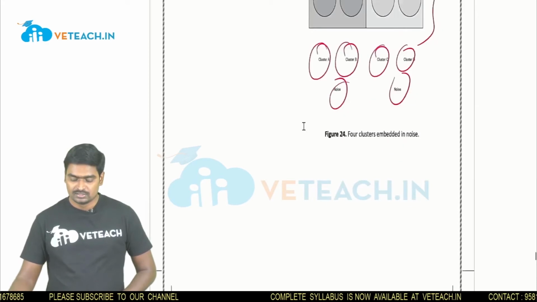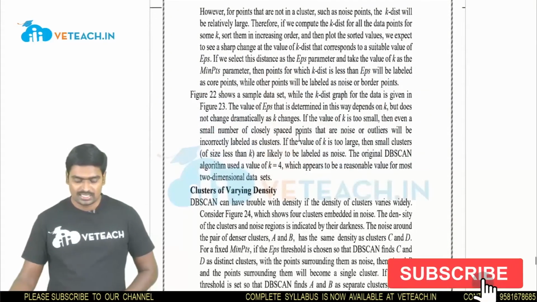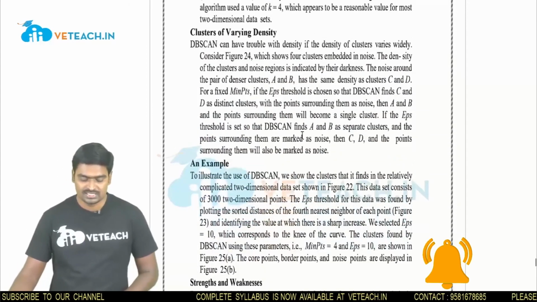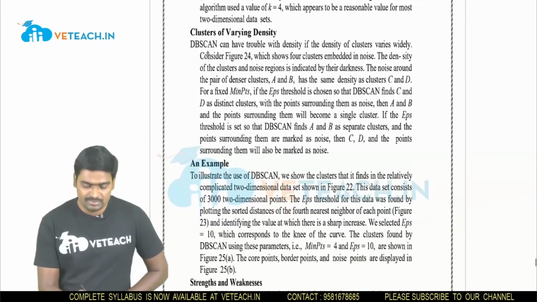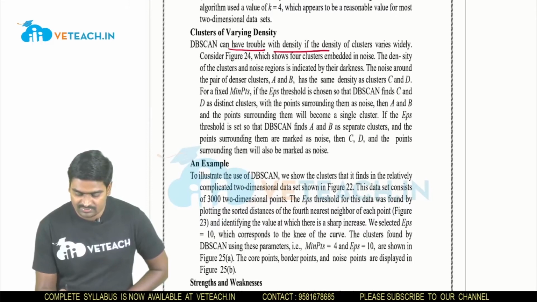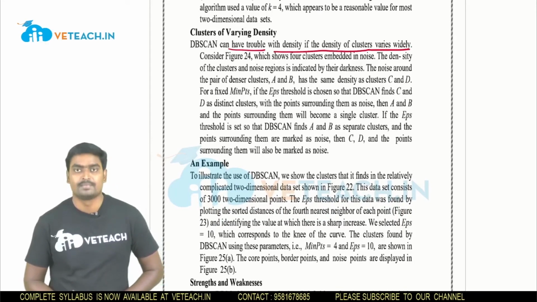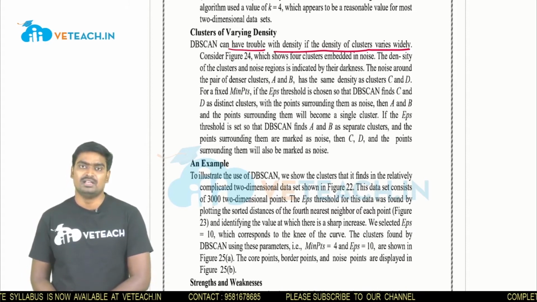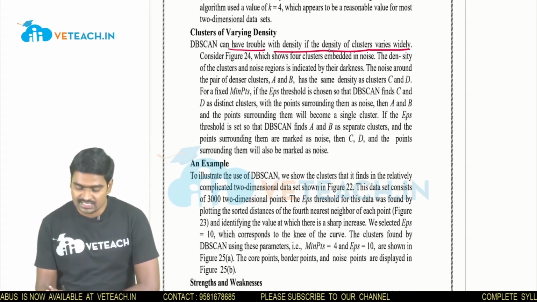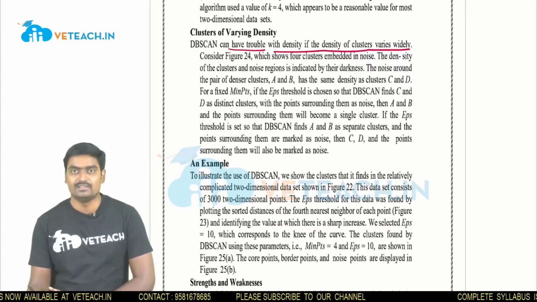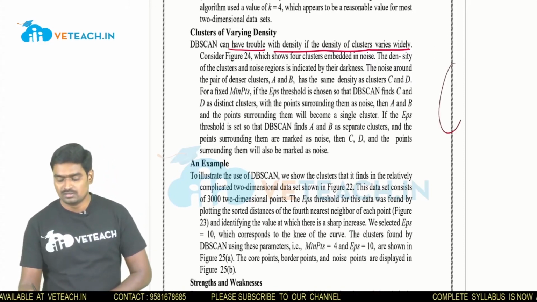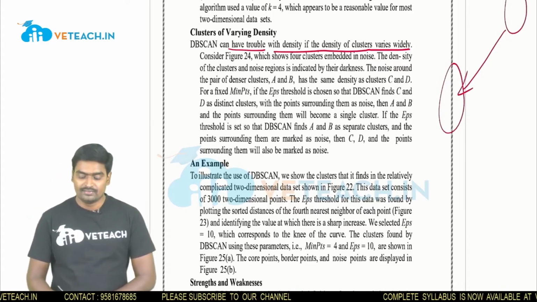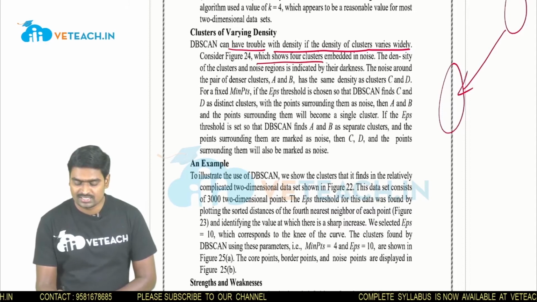Okay. So this is the DBSCAN algorithm, and here the clusters of varying densities. What are the various types of the densities here? See that DBSCAN can have trouble if the density of the clusters varies wildly. Why is DBSCAN a trouble in case the density of clusters varies wildly in a large amount of the space? It's not possible here. And now the figure shows 4 clusters embedded in noise.